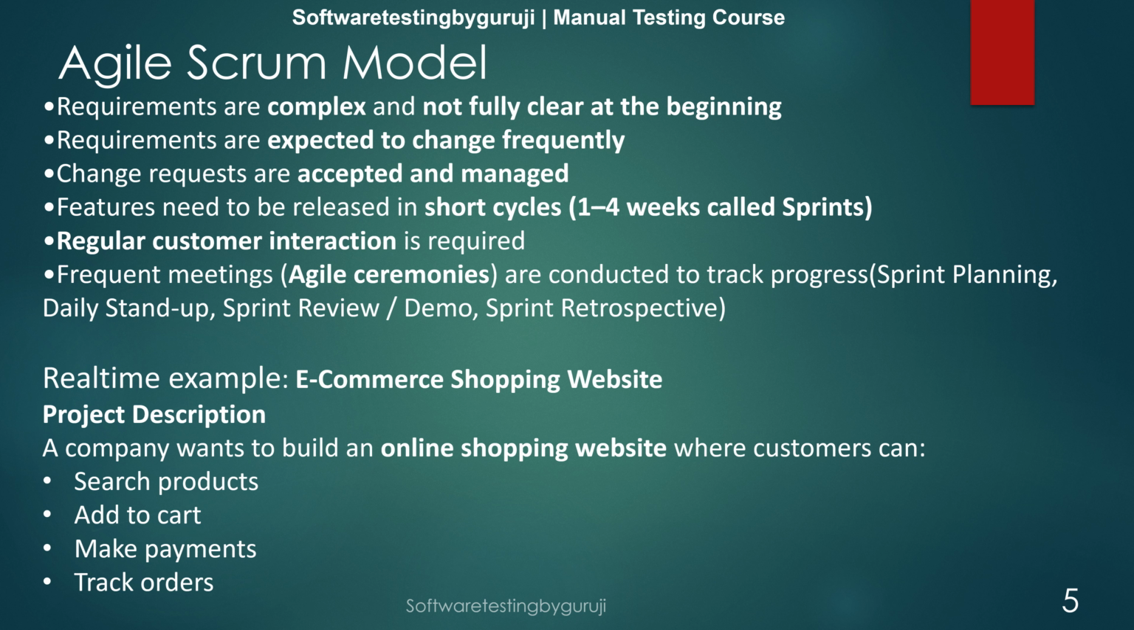A real-time example for this is an e-commerce shopping website. Project description: a company wants to build an online shopping website where customers can search products, add to cart, make a payment, track orders, and many more. So in this situation, we can select the Agile Scrum model and we can work on it.